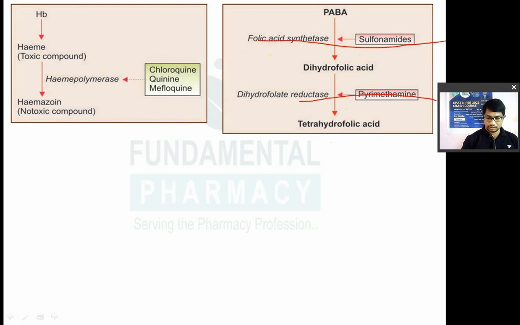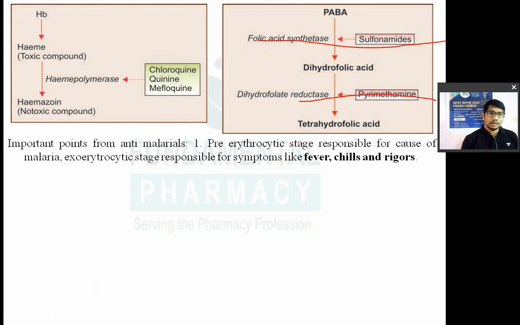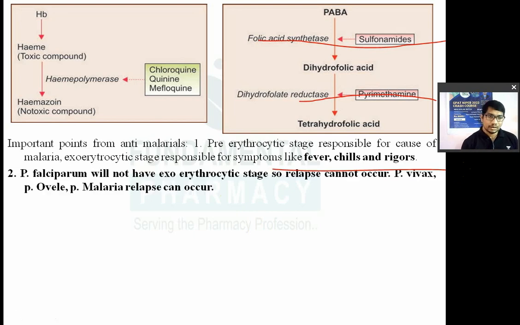Now we'll see some important points from anti-malarial drugs. The pre-erythrocytic stage means when sporozoites appear in your blood. When there is entry of sporozoites from the mosquito into your body, that is the cause of malaria. And when the erythrocytic stage starts, that is responsible for the symptoms of malaria. When there is release of merozoites from the RBCs, it leads to fever, chills and rigor, right?